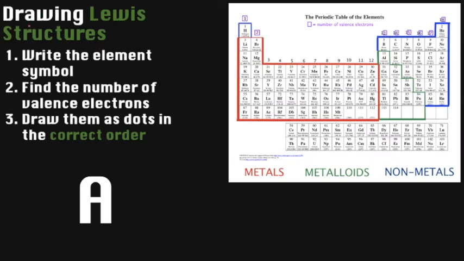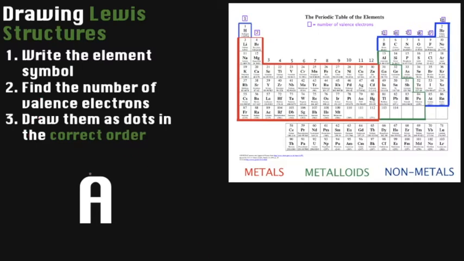So, one of the things that we do with the valence electrons of an atom is we draw the Lewis structures for that atom. And so the way that we do that is we write the element symbol. Now I'm going to just make an A here. A is not an actual element. I'm just going to do this as an example. A doesn't exist as an element. But if I ask you to draw the Lewis structure for a certain atom, what I'm asking you to do is write the element symbol, find the number of valence electrons, and then draw them as dots in the correct order.